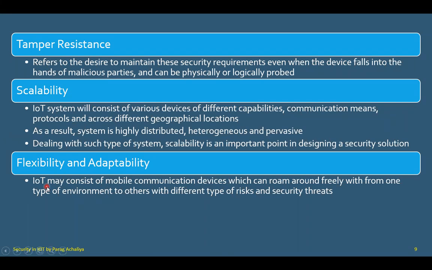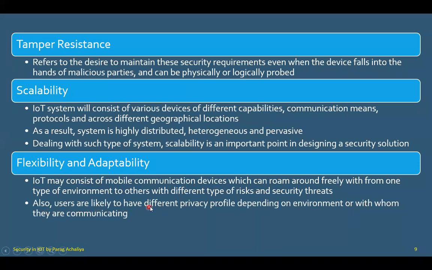That means those mobile devices will roam from one location to another and will work on your wireless network. When IoT devices roam from one type of environment to another, let's say from wireless to wired environment, different types of risk and security threats are possible. So we need to focus on such risk and security, and it will be focused in your flexibility and adaptability.